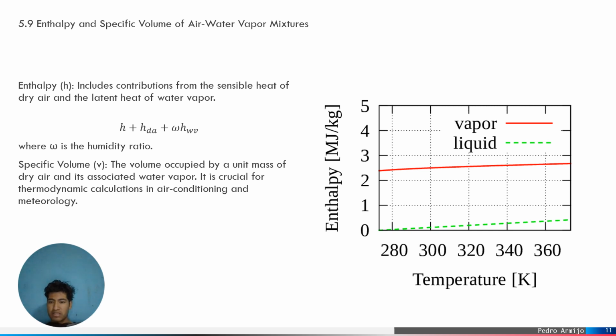Enthalpy combines the sensible heat of dry air with the latent heat of water vapor. On the other hand, the specific volume indicates the space occupied by a unit of mass of dry air and vapor, a key value in air conditioning systems.